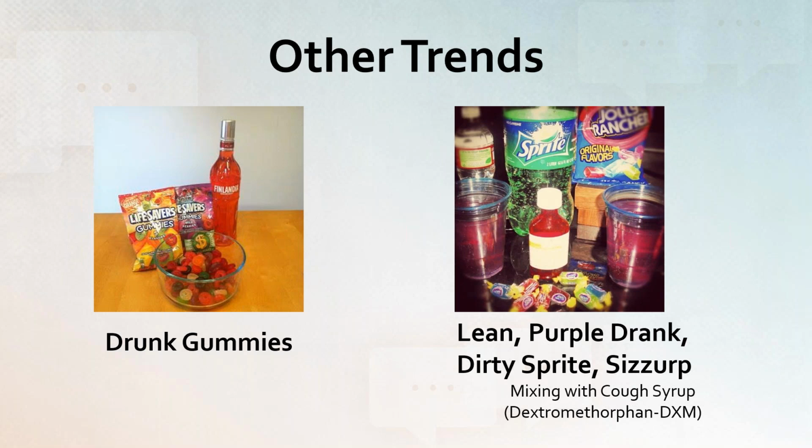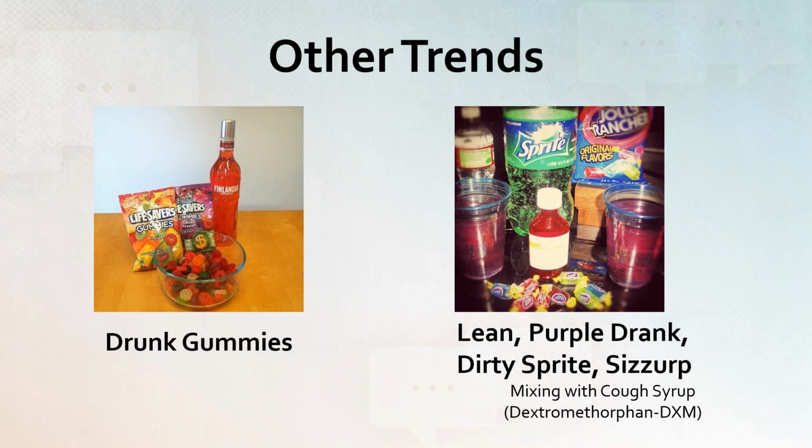Another trend is lean. Unfortunately, this is popular in culture and music, to drink lean. Purple drank is what it's called, or dirty Sprite. It's mixing Sprite, usually a hard candy like Jolly Ranchers, and then cough syrup.